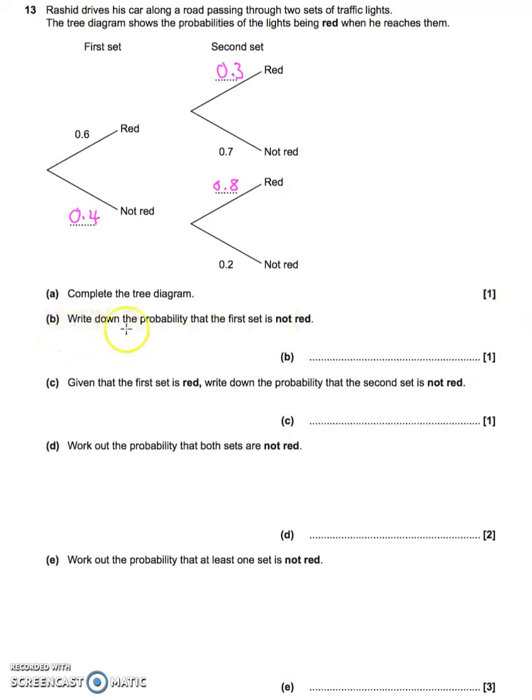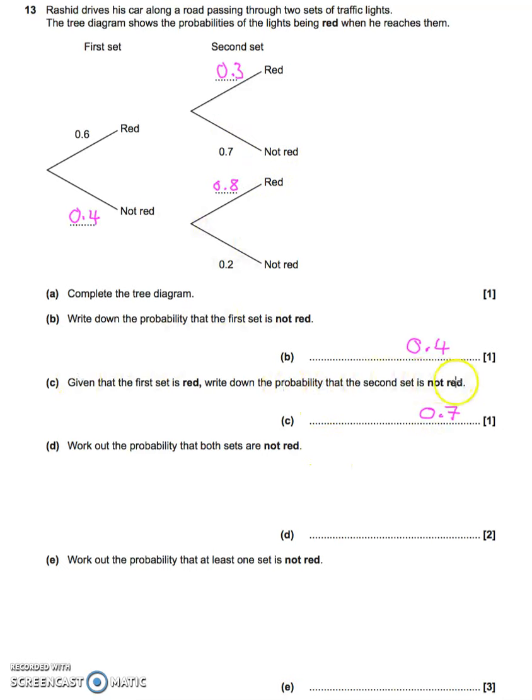Part B, write down the probability that the first set is not red. So looking here, first set, not red, 0.4. Strange that that gets us another mark, considering we've just filled it on the tree diagram, but there we go. C, given that the first set is red, what is the probability that the second set is not red? So not red, 0.7. Another single mark available for us there. Very quick to get those marks.